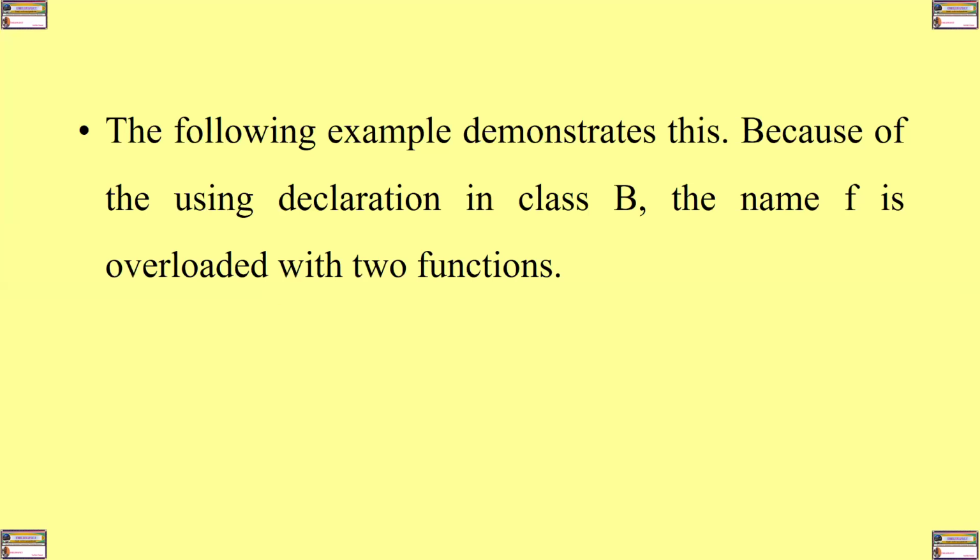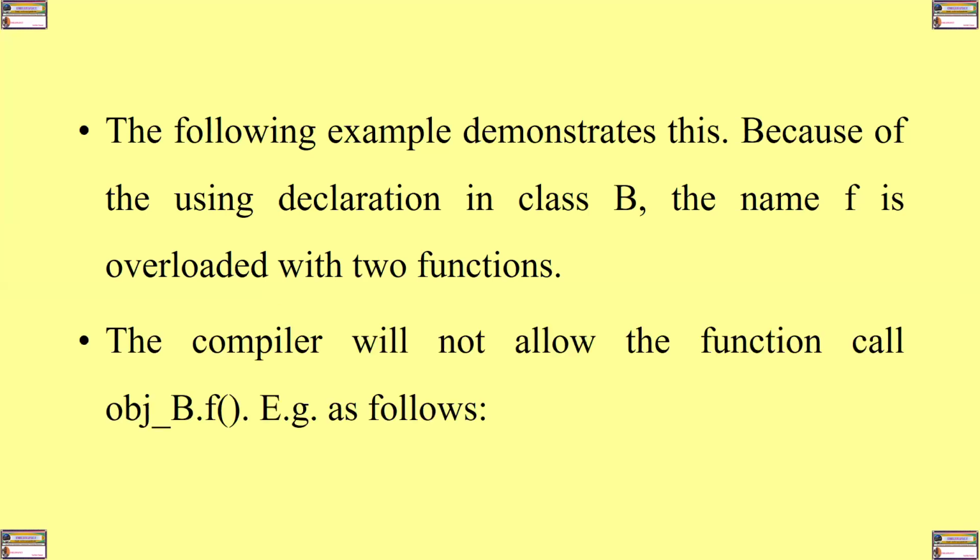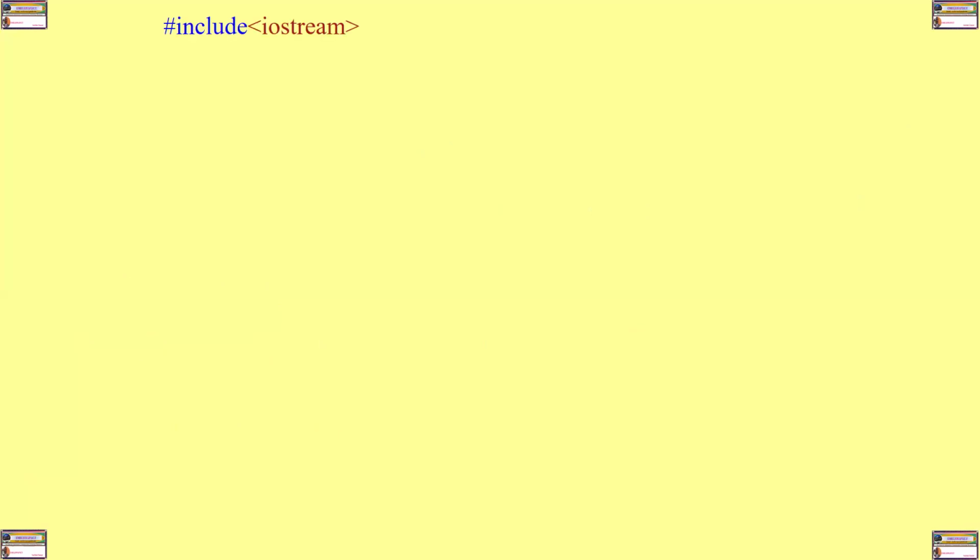Because of the using declaration in class B, the name f is overloaded with two functions. The compiler will not allow the function call f dot object. It will not allow that. So how can we demonstrate this aspect? This program illustrates this aspect.